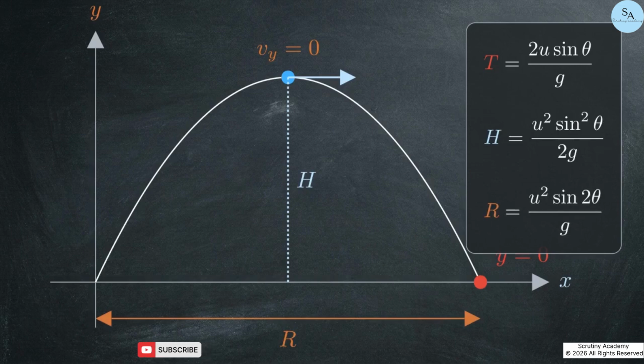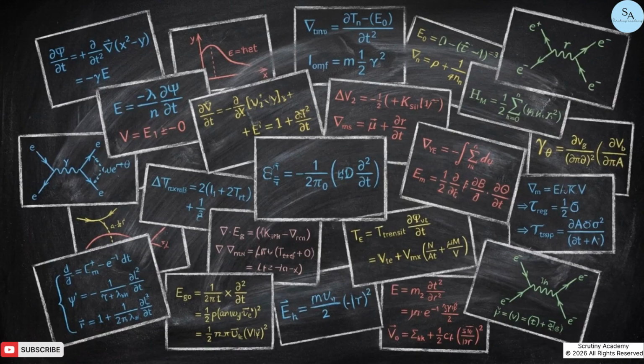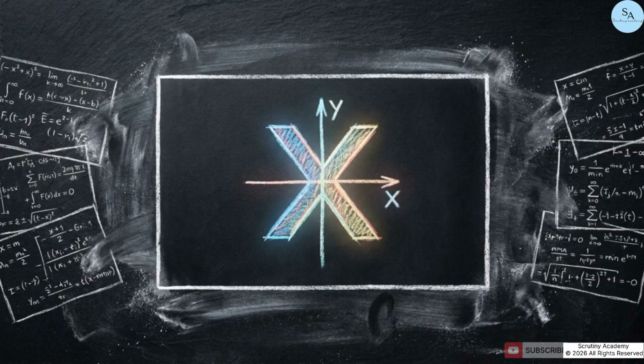By isolating the highest point on the y-axis, we calculate maximum height. By mapping the total distance covered along the x-axis during that flight time, we get the range. You never need to blindly memorize a massive list of projectile formulas. If you know how to isolate the x and y components, you can construct them on the spot.